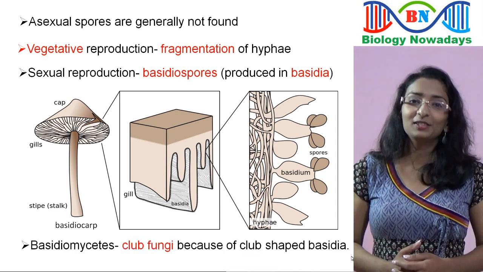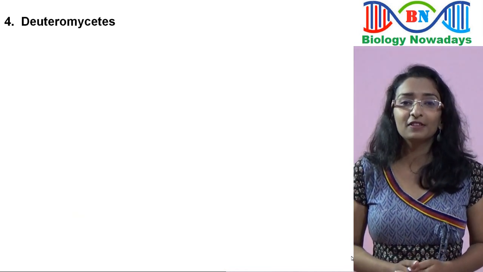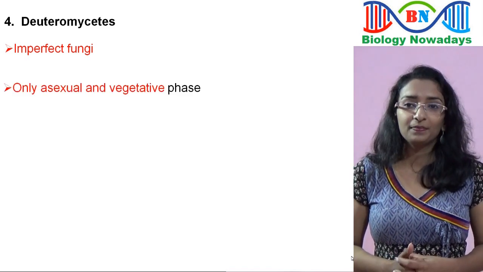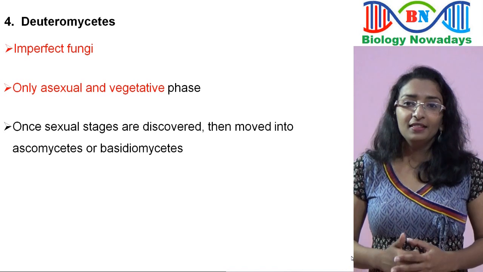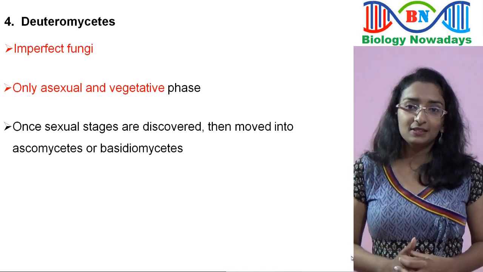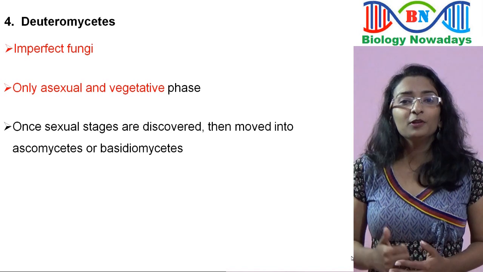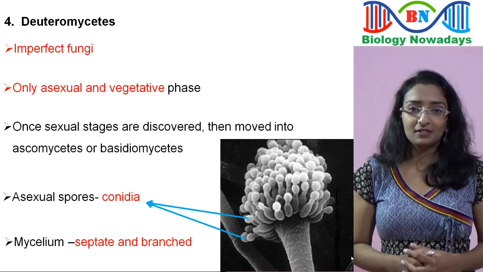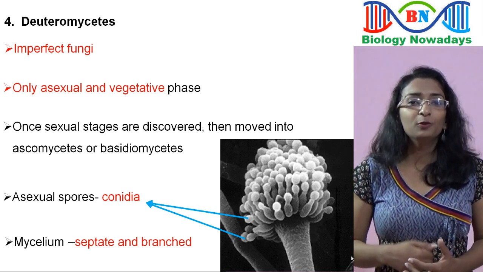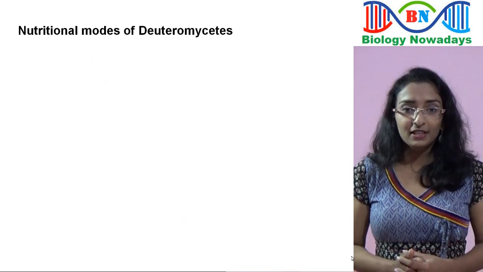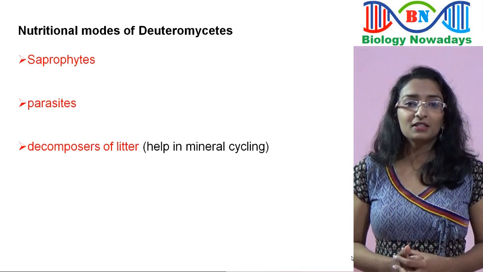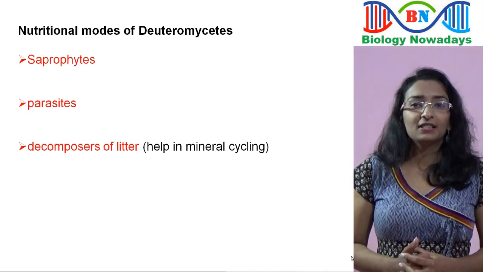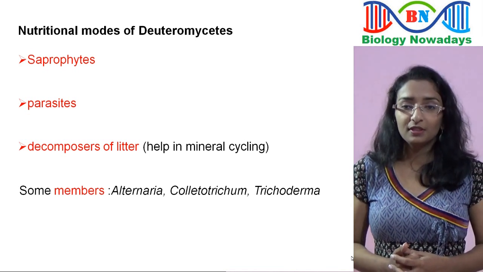Moving on to the last group, Deuteromycetes. They are called imperfect fungi because only asexual and vegetative phase is known for these fungi. If sexual stages are discovered, then they are moved into Ascomycetes and Basidiomycetes. They produce asexual spores called conidia. Their mycelium is septate and branched. Based on the nutritional modes, Deuteromycetes can be divided into saprophytes, parasites and decomposers of litter helping in minerals recycling. Some members of Deuteromycetes are Alternaria, Colletotrichum and Trichoderma.